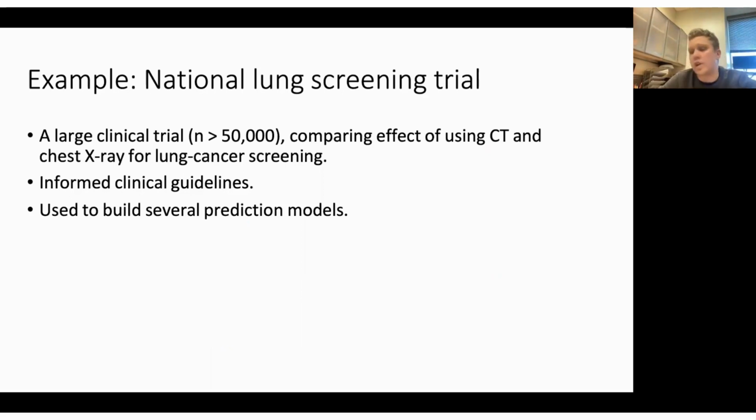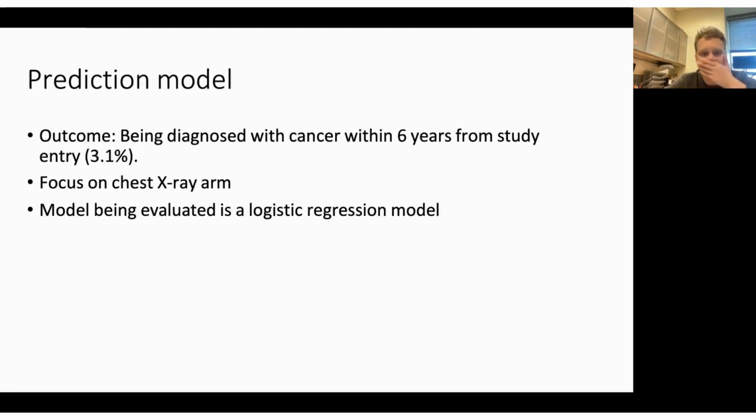And this has been very influential in informing clinical guidelines, has also been used to build several prediction models, or even been used as an external validation set for several prediction models. For those of you who know lung cancer screening, this is PLCO. It's another study that has been used to build models and has been evaluated in the NLST. And these models have varied from logistic regression models to deep learning models and so on.